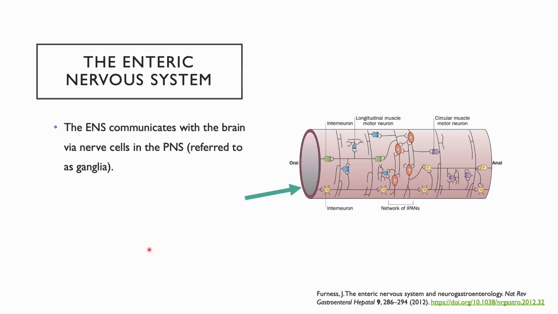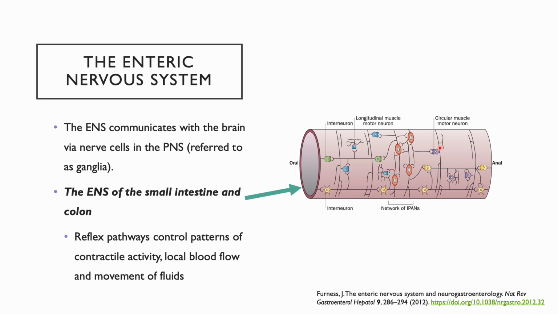So I'm just briefly going to talk about the enteric nervous system, but essentially it communicates with the brain via nerve cells in the peripheral nervous system. So remember, nerve cells in the peripheral nervous system are referred to as ganglia. The enteric nervous system exists in the small intestine and the colon, and there are all of these interneurons here. Remember, these are neurons that synapse onto other neurons and other types of neurons that are playing a role in reflex pathways. They're helping to control patterns of contraction for bowel movements, helping with blood flow and movement of fluids. So the central nervous system is in control of the esophagus, the stomach, and colorectal functions, but it's working together with the enteric nervous system in the gastrointestinal tract specifically.